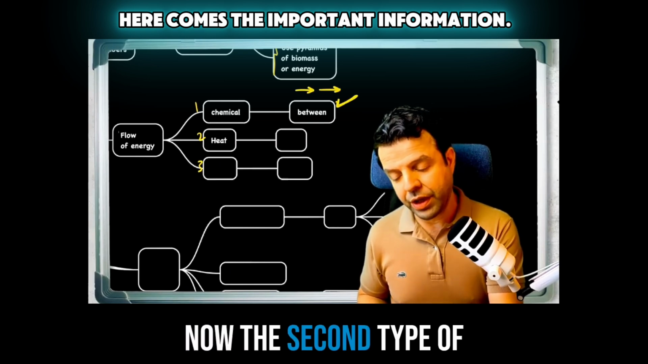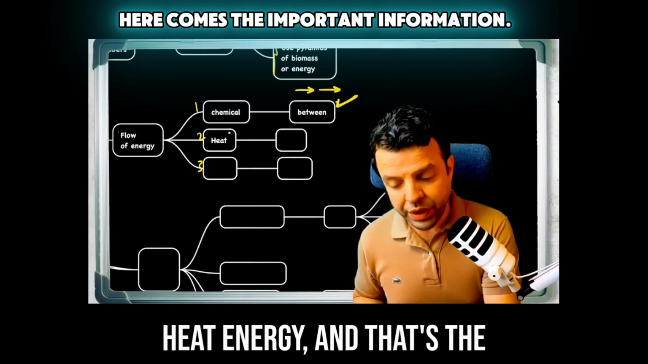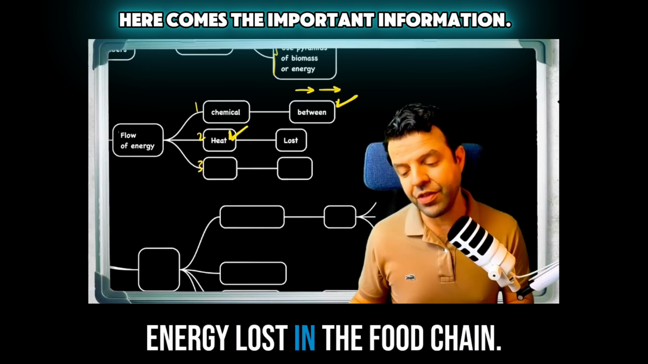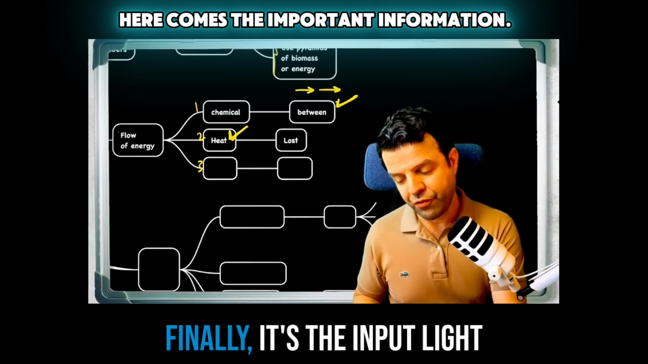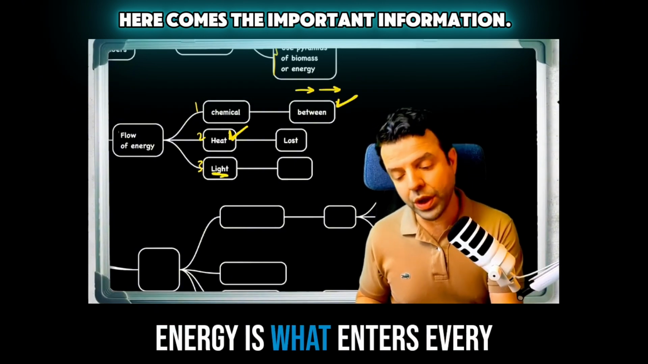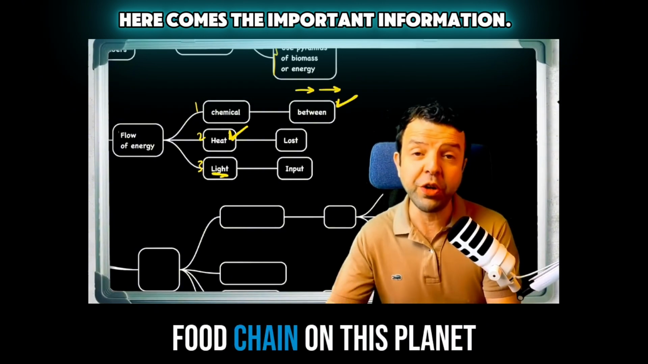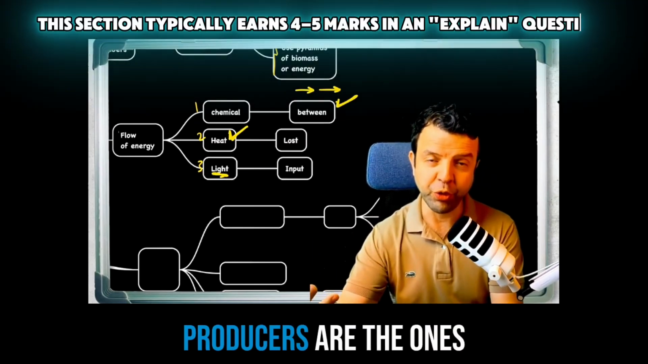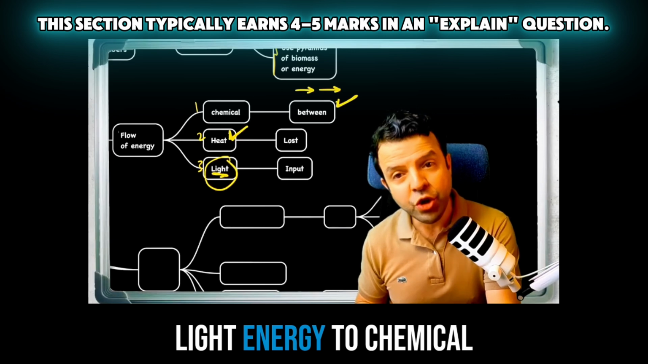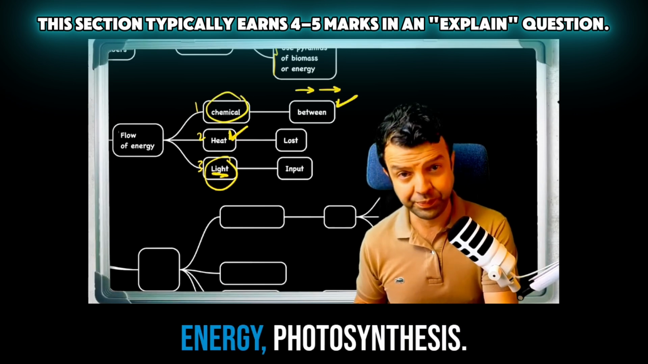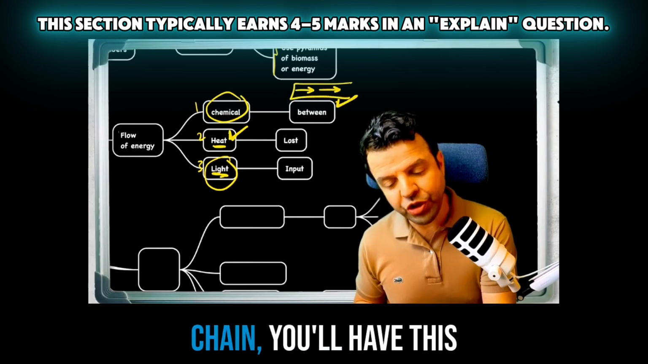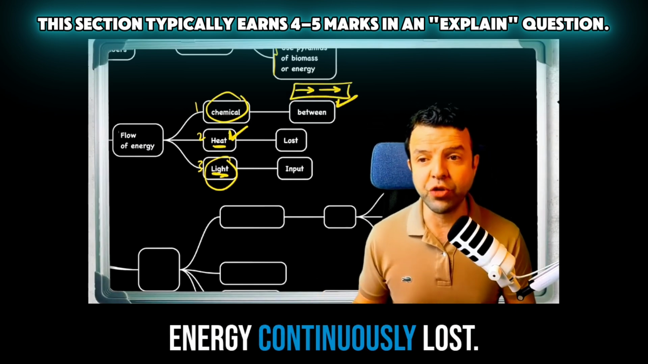Now, the second type of energy is what we call heat energy, and that's the energy lost in the food chain. Finally, it's the input. Light energy is what enters every food chain on this planet. Producers are the ones responsible to convert that light energy to chemical energy, photosynthesis, and then along the food chain, you'll have this energy continuously lost.